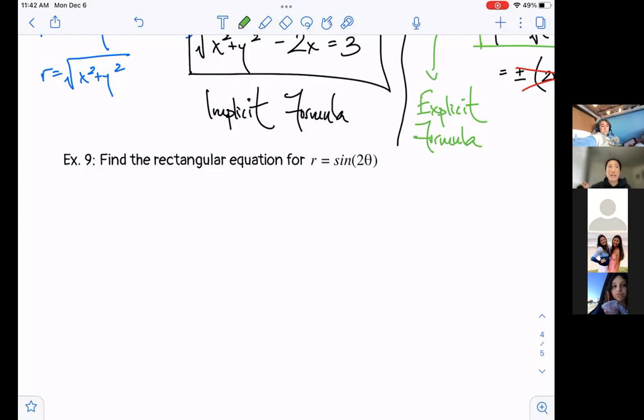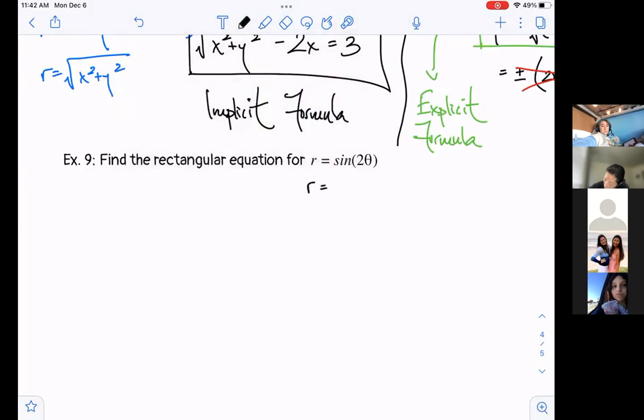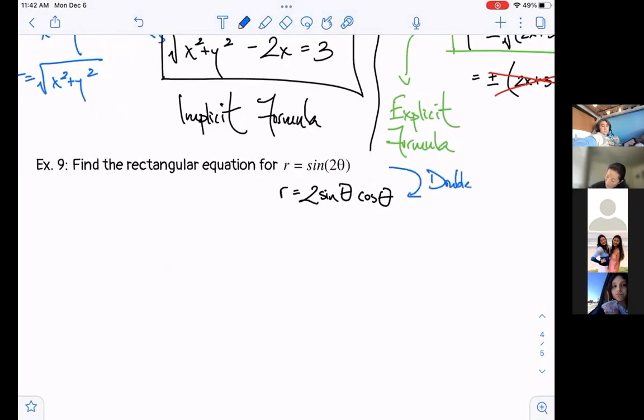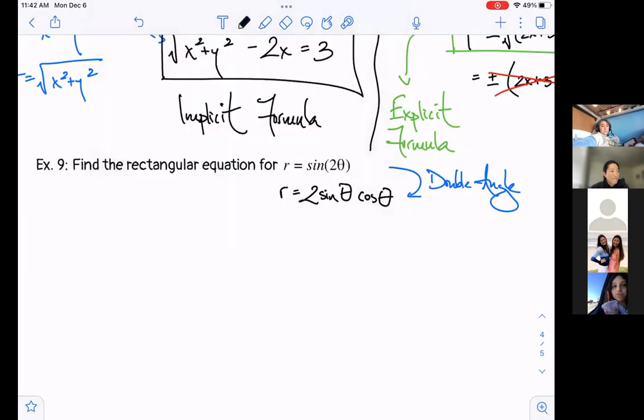All right, got double angle identity. I love it. So if we were to use a double angle identity, we would get r equals 2 sine theta cosine theta. Love it. That's great. We still have r's and thetas though. So what next? It's okay to have one step in the right direction, but then know that there are going to be other steps later on. That's okay.